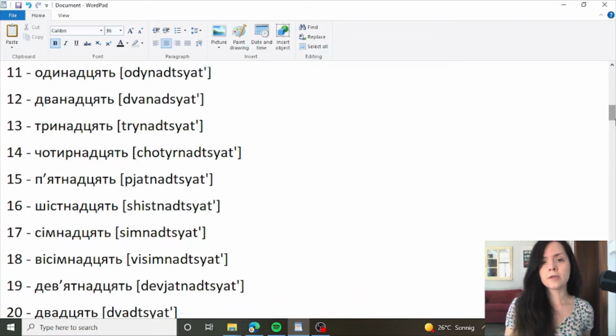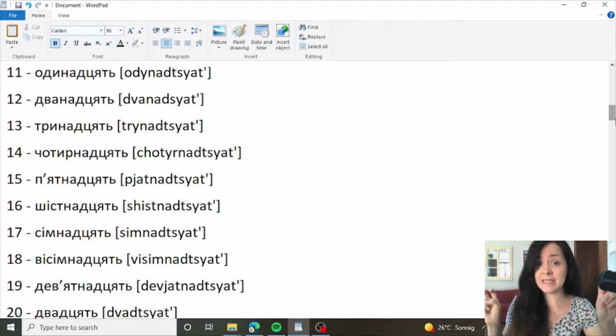Now, from 11 to 19, what we are going to do is basically add the equivalent of the teen part in English, which in Ukrainian is надцять. That's how we are going to have 11, for instance. We take 1, один, add надцять, and we have 11. 12, we take 2, add надцять, and we have 12.